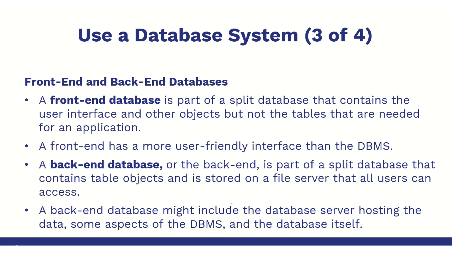You can have a front-end database as well as a back-end database. So what is that? A front-end database is a part of a split database that contains the user interface and other objects, but not the tables that are needed for an application. A front end has a more user-friendly interface than the database management system. A backend database is a part of a split database that contains table objects and is stored on a file server that all users can access. A backend database might include the database server hosting the data, some aspects of database management systems, and the database itself.